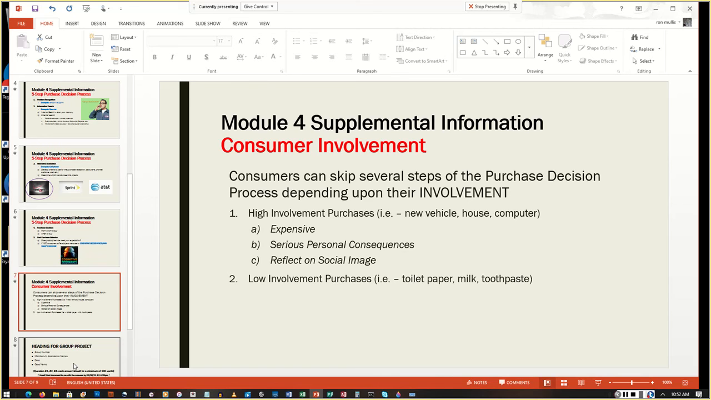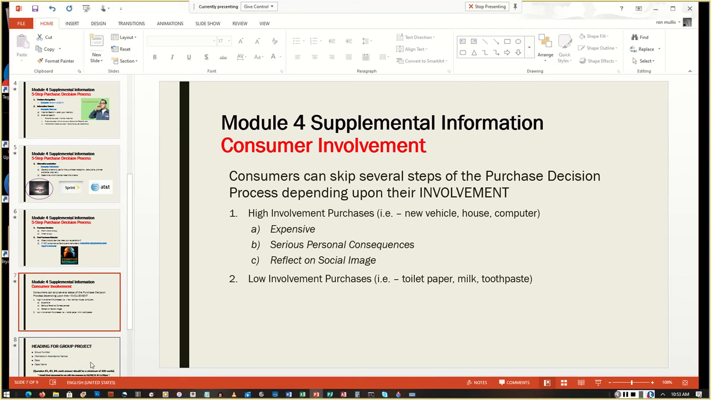For low involvement purchases, those are the ones that we constantly make. So they're more routine. They're not very expensive, and they do not have a huge impact on our image. Consumers do not need to fully engage in decision-making processes for these low involvement purchases. A high involvement purchase, like I said, is like the car, and that would involve a little bit more involvement from the consumer.